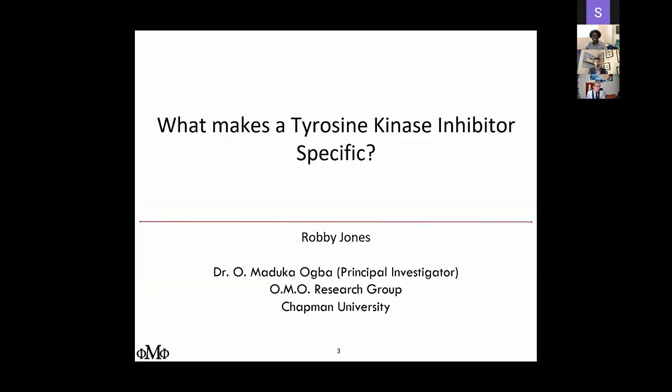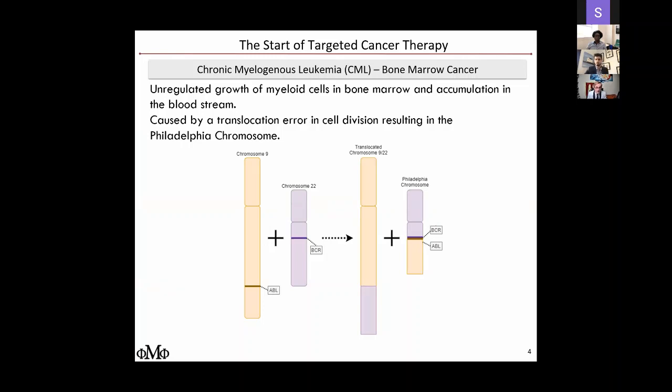All right, hello and welcome to my presentation. Today I hope to answer or at least give you insight as to what makes a tyrosine kinase inhibitor specific. So let's start at the very beginning, the start of a targeted cancer therapy. And it began with a disease called chronic myelogenous leukemia, a bone marrow cancer.